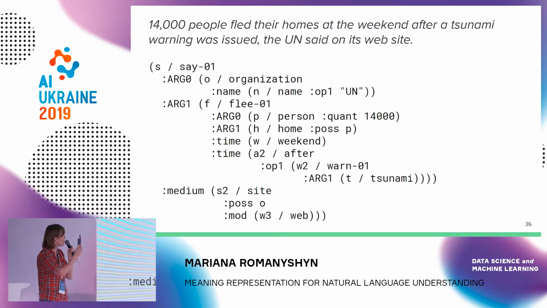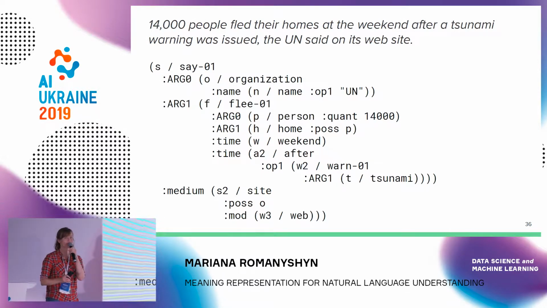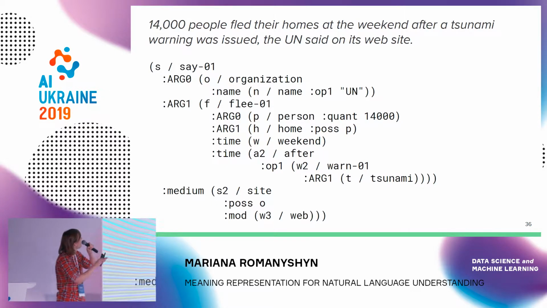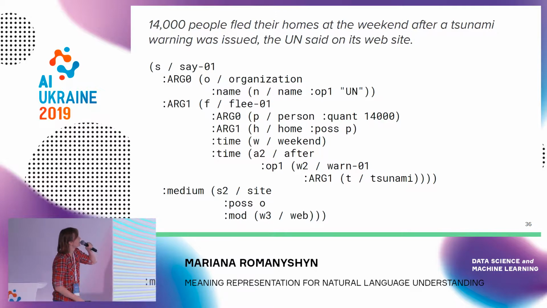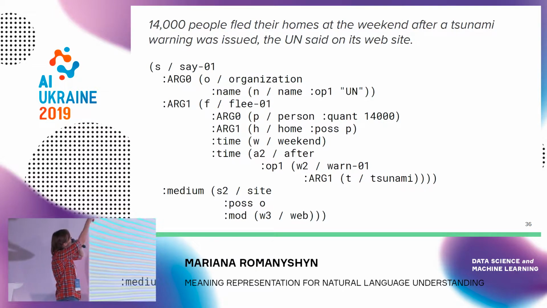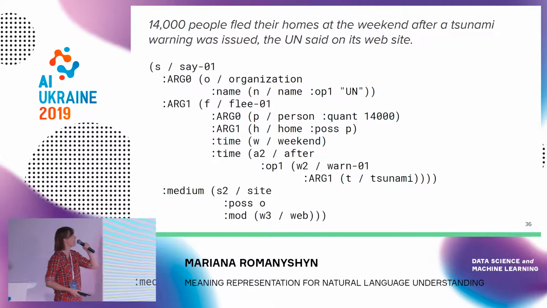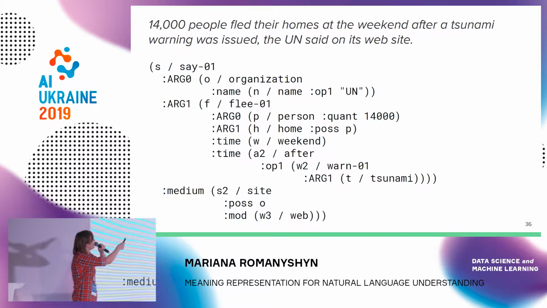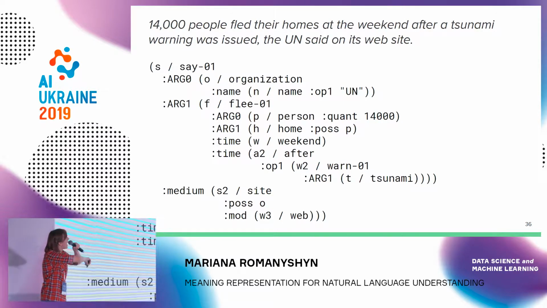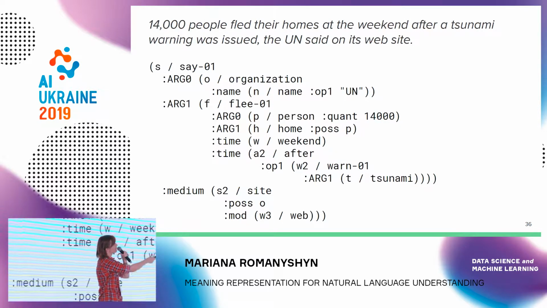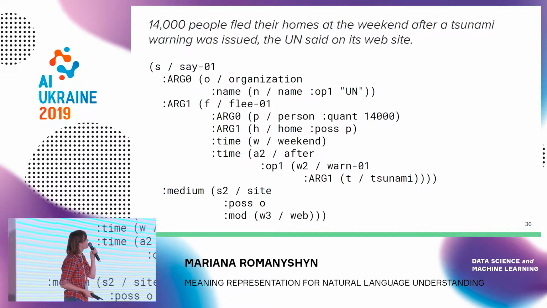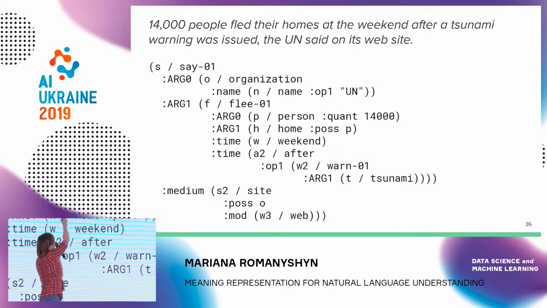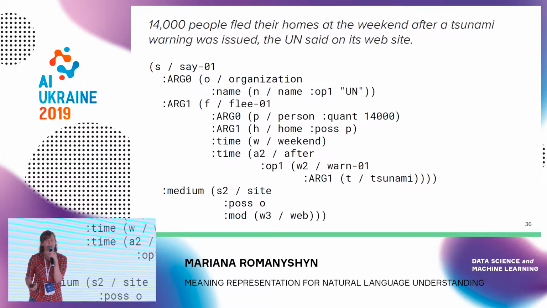One more example, just to help you understand AMR more. We have: 14,000 people fled their homes at the weekend after a tsunami warning was issued, the UN said on its website. The focus of the AMR graph is saying something. This is the main event. Who is saying something? The organization under the name UN. It's saying something, talking about fleeing, and fleeing is done by people of quantity 14,000, so everything is normalized here. And they are fleeing their homes, so we can see coreference resolution here, because we are reusing the variable that we created for the word people.